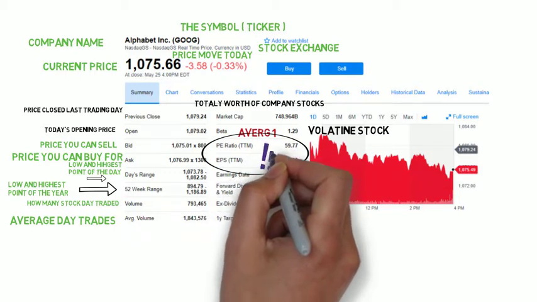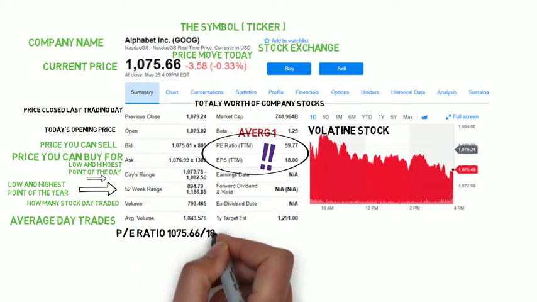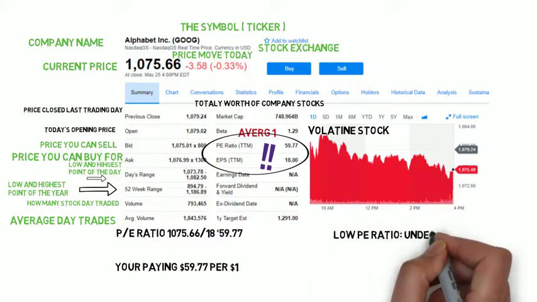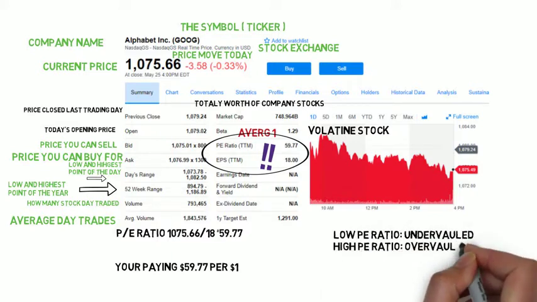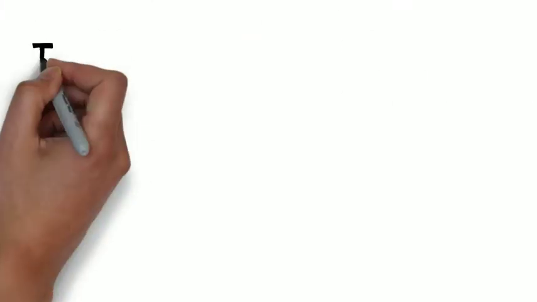Here's something very important for every investor: the PE ratio of 59 and the EPS of 18. We can do a simple metric by taking the current price, 59.77, and we can see 18. So we pay $59 for every $1 the company earns.